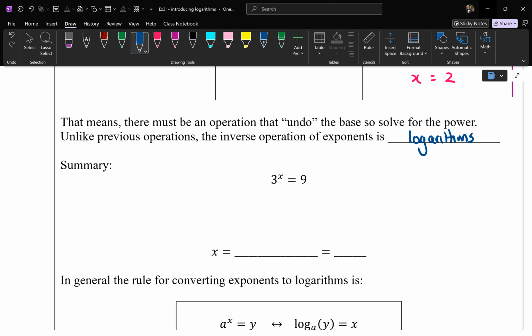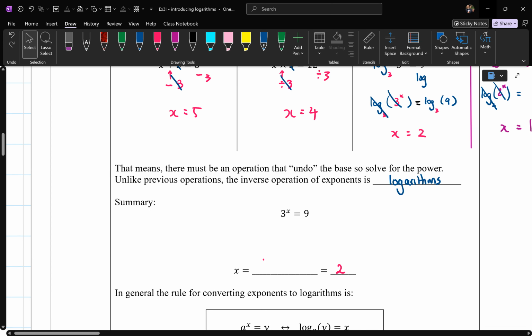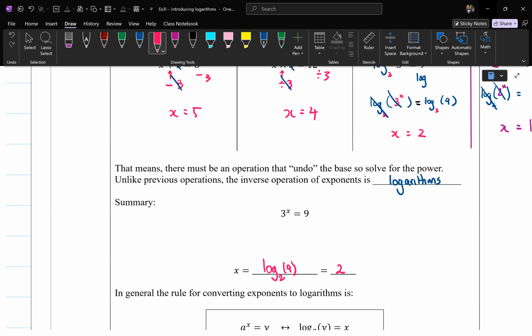Summary. 3 to the x is equal to 9. We know the answer was 2, but what I showed you just now was log base 2 of 9. Wasn't it log base 3? Was it base 3? Yeah. Oh, sorry, I couldn't read my own handwriting. Yes, you're right. Log base 3 of 9. So again, back then we couldn't do that, so we'd have to use the change of base formula, and that would have done log base 10 of 9 divided by log base 10 of 3. You would get the same answer.